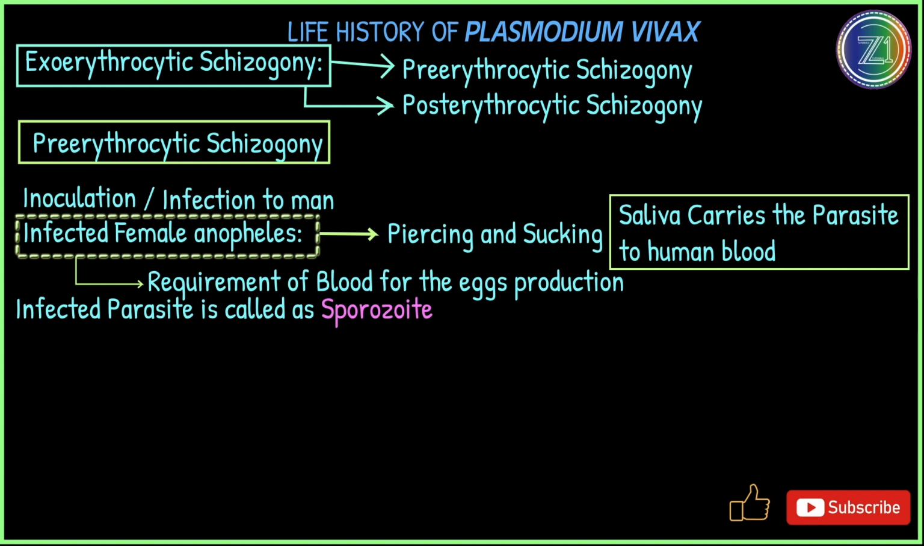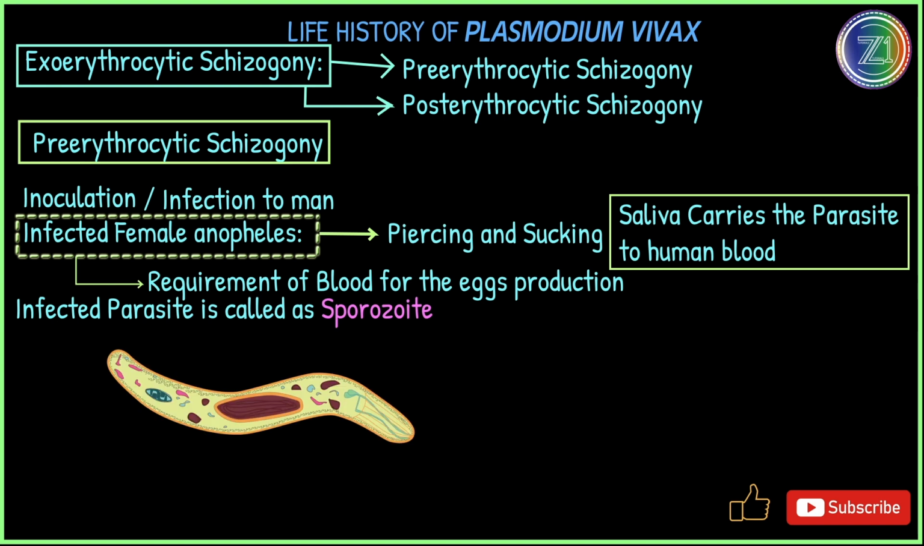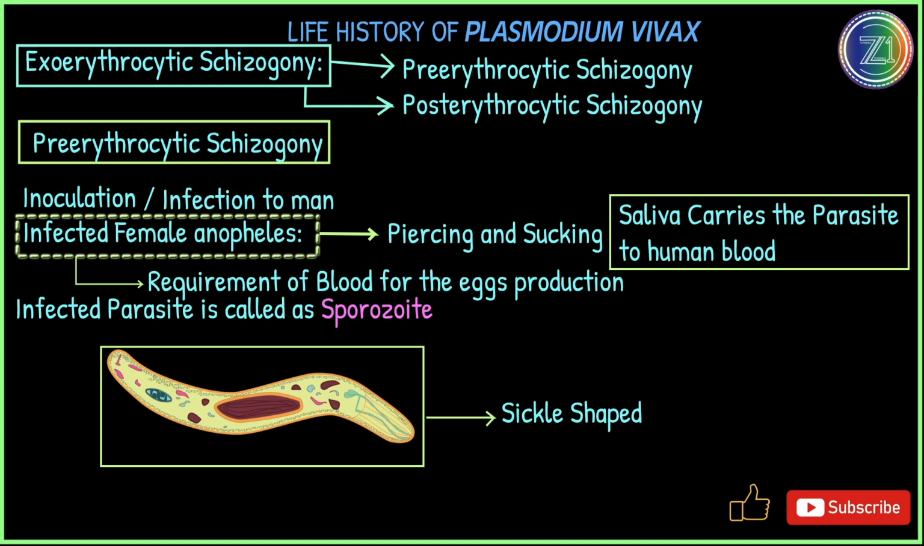Before beginning with the cycle, how exactly does the sporozoite look? It is sickle shaped, somewhat like this. It has a slender body, slightly curved, because its edges are not straight, they are curved. It has a sickle shaped body. Another thing is how long it is. Obviously I have drawn it longer, but otherwise it is 50 micrometers long.